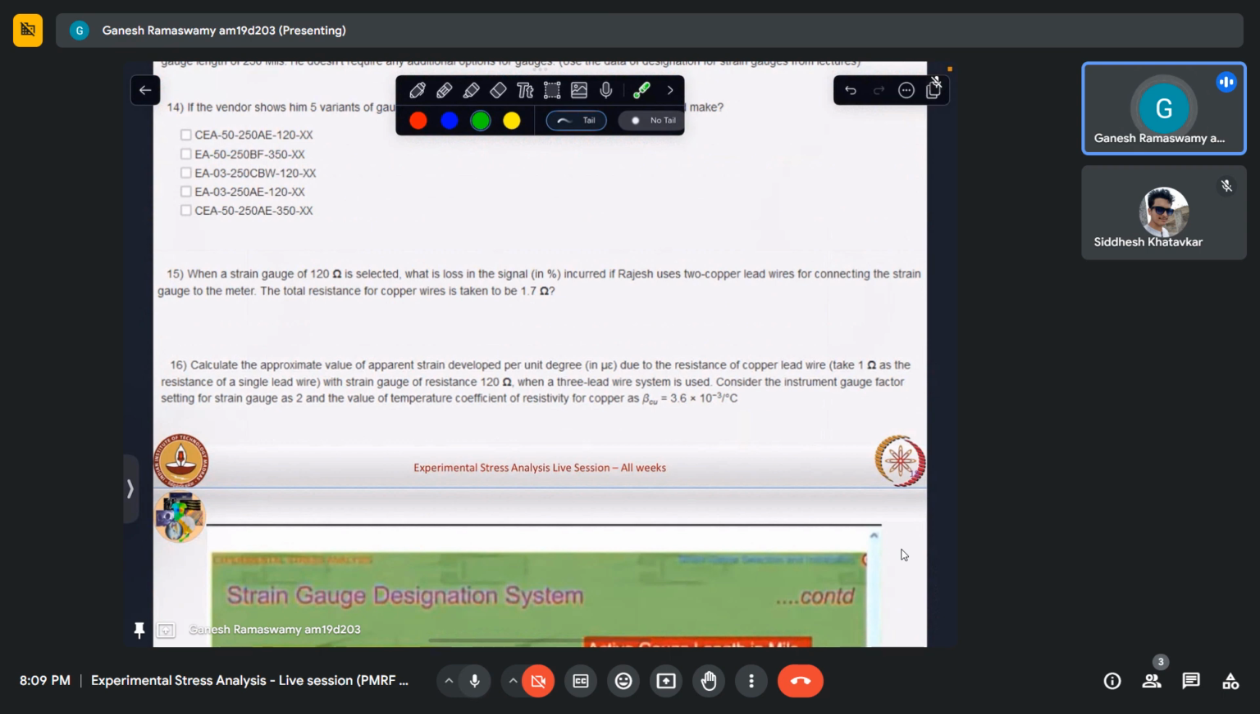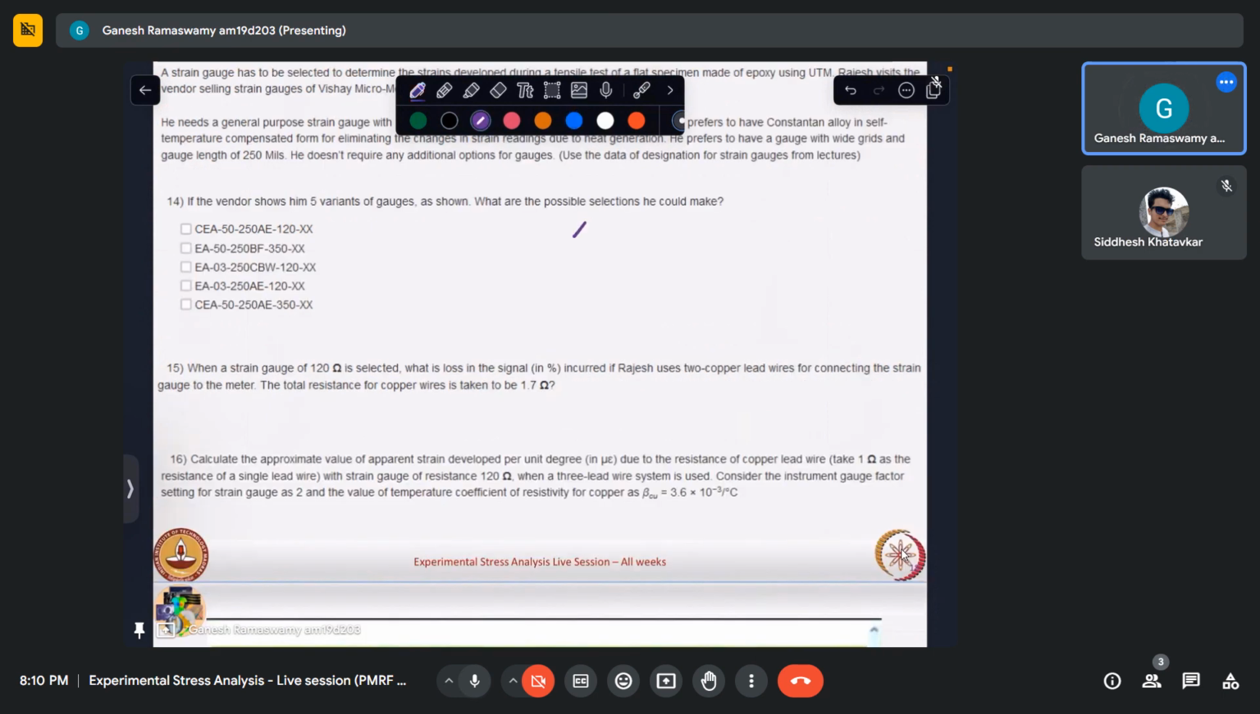It says that when a strain gauge of 120 ohm is selected, what is the percentage loss incurred if Rajesh uses two copper lead wires for connecting the strain gauge to the meter? The total resistance of the copper wire is taken to be 1.7. So what this is saying is, generally when we have a strain gauge like this, we connect it to the output. We have the output here. We have another arm like that. Same thing goes here, and then the same thing comes here. And then these two, we excite with a voltage.